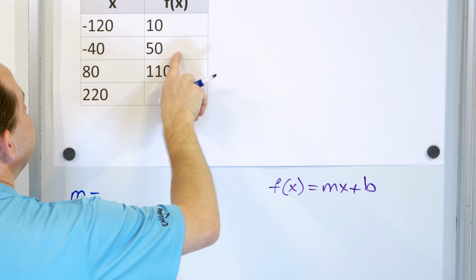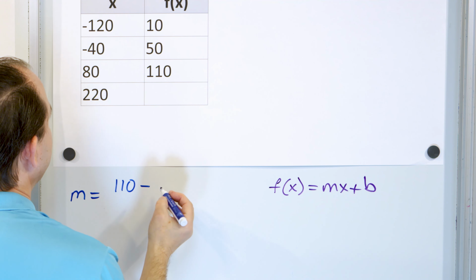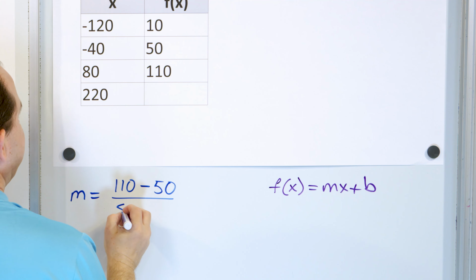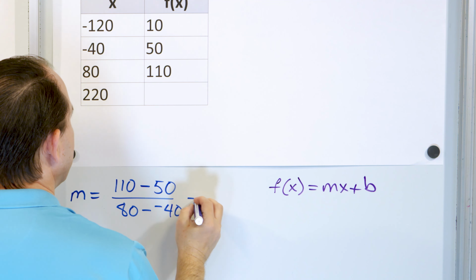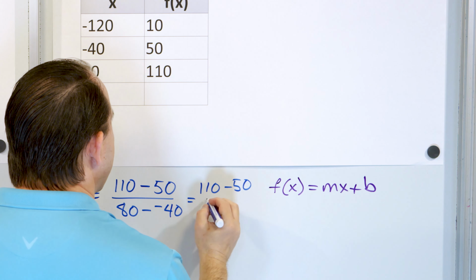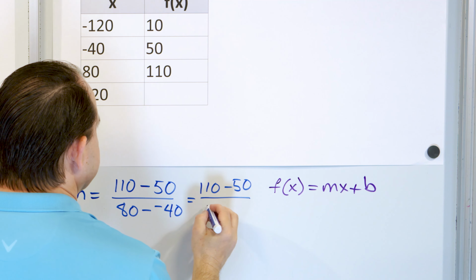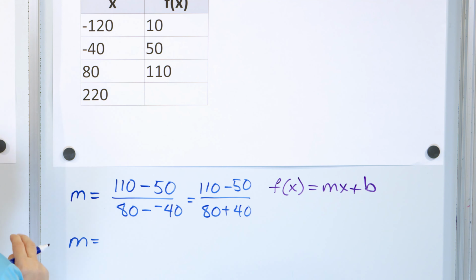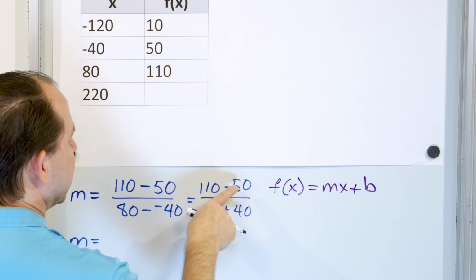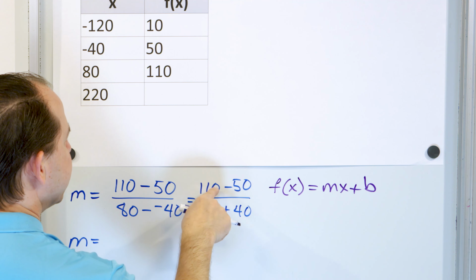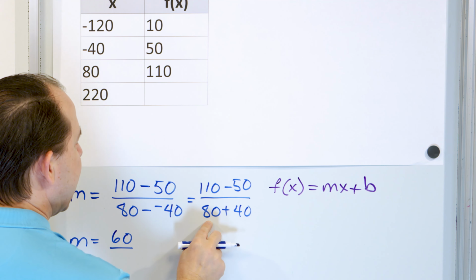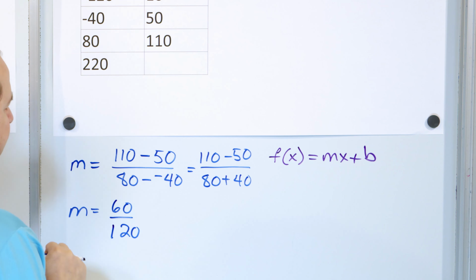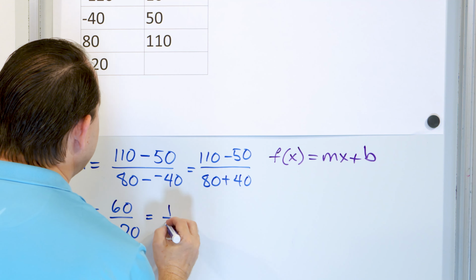I'll use this one here, 110 minus 50. Subtract the output values, the y values, if you want to think of it that way. Since I went this way, I'll go this way over here, 80 minus negative 40, which means 110 minus 50 on the top, plus sign here, because the double negatives make a positive. So what I end up with is here I'm going to have go down by 10 is 100, and then minus another 40 is 60 on the top, and here I have 120 on the bottom, and 60 and 120, you divide, you can see that that's 1/2, so you're going to get a slope of 1/2.